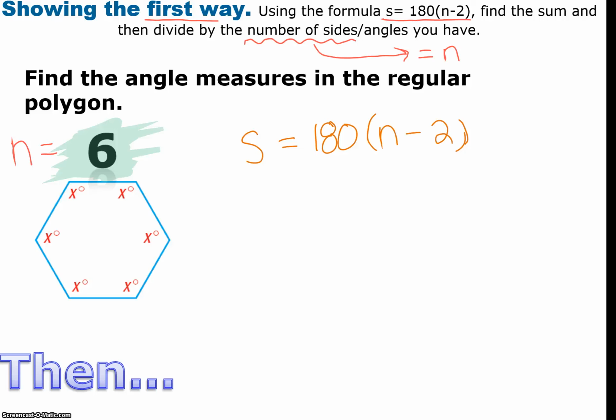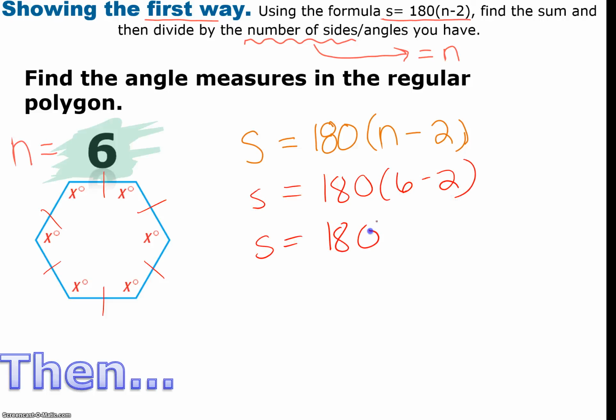This is a regular polygon. Number of sides are 6, so I just counted 1, 2, 3, 4, 5, 6. So the sum of all of my angles is going to be 180 times 6 minus 2. So that'd be 180, and 6 minus 2 gets us 4. And then to figure out my sum, I take 180 and multiply it by 4 to get 720 degrees. So a 6-sided figure, also known as a hexagon, has 720 degrees.